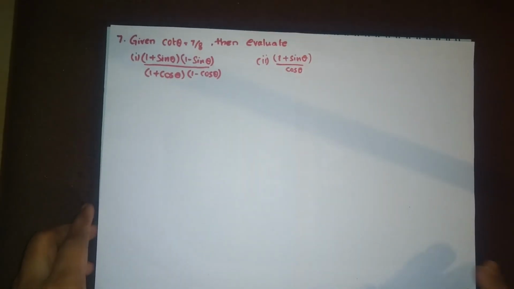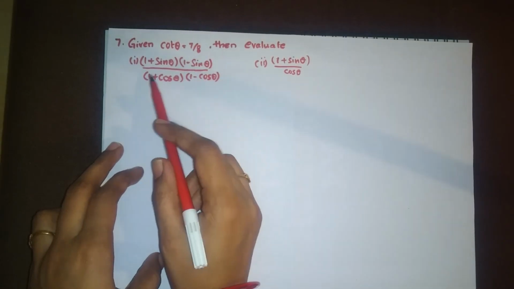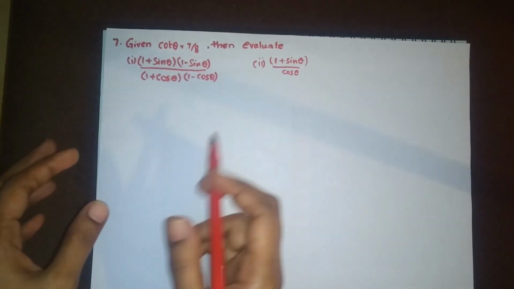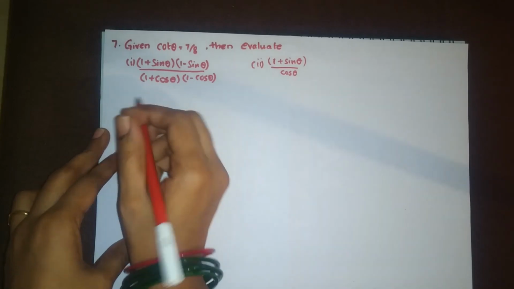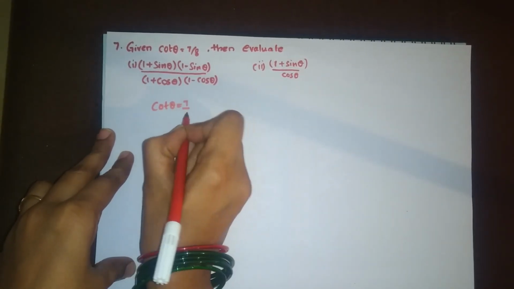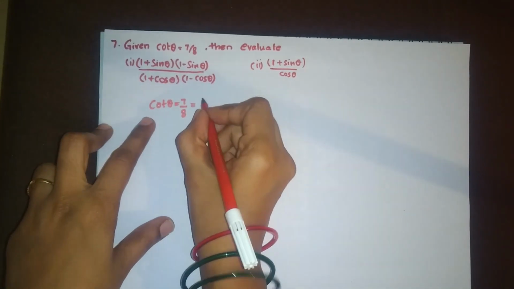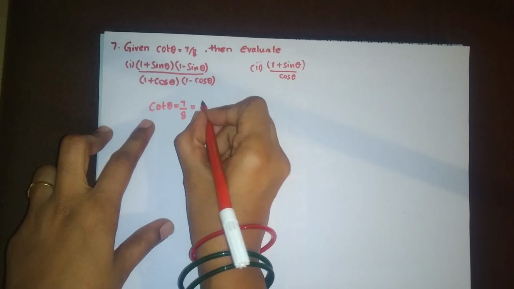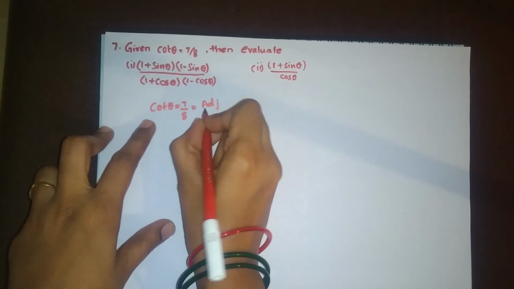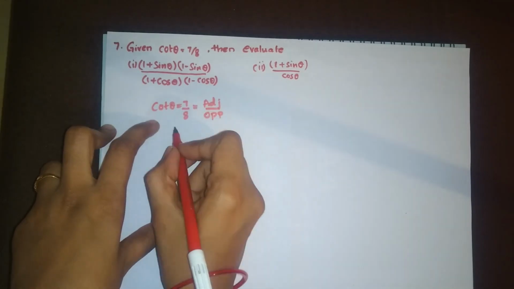Now next problem. It is given that cot theta is equal to 7 by 8. Then evaluate both of these things. So let's consider what is given. Cot theta is equal to 7 by 8. What is the cot theta formula? Adjacent divided by opposite. Both adjacent and opposite are given.